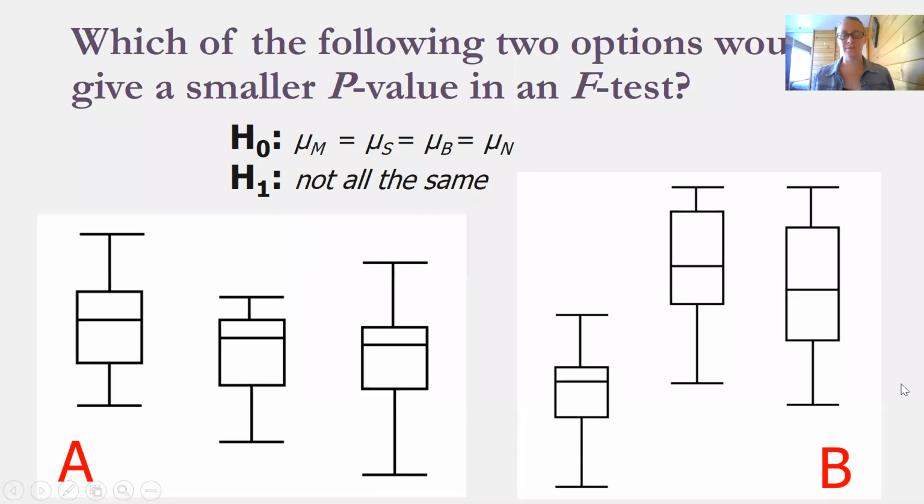So firstly, imagine we're doing an F test on both of these. Which of the two options do you think is going to give a smaller p-value? So which one is going to have more evidence against the null? And I've put the null hypothesis there. Have a think.